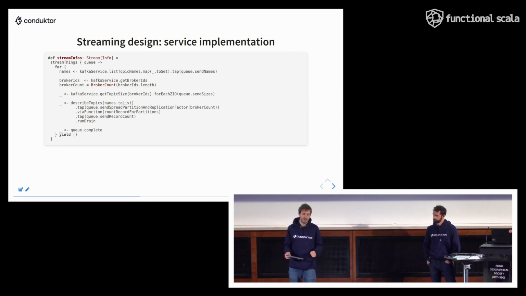Here, the only difference is that all the time in our for comprehension, whenever we have data that is now interesting to the front end, we can tap it and send it to the queue. And we have a normal for comprehension, really easy to write and to understand.